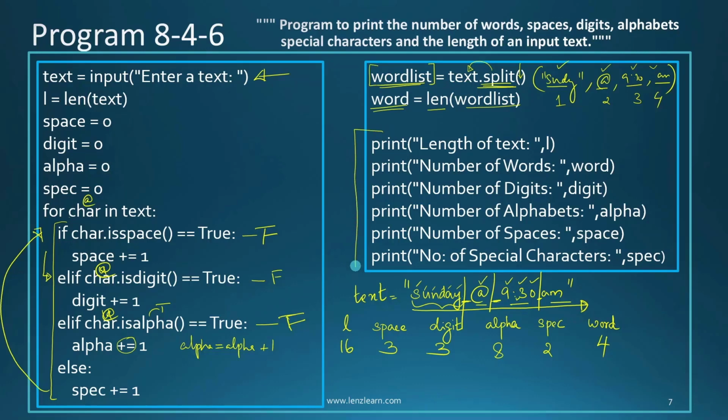Now after that it's very simple. It's a bunch of print statements where we will print the output of each of these variables. Okay, we say the total length of the input string is 16, number of spaces in this sentence is 3, then number of words is 4, number of digits is 3, number of alphabets is 8, number of spaces is 3, and special characters is 2. Okay, so now let us run the program and see the result.